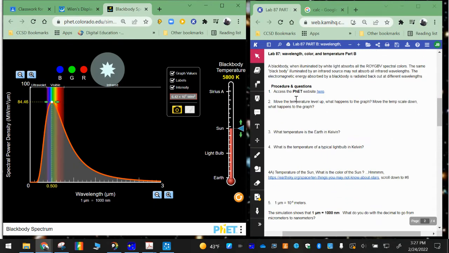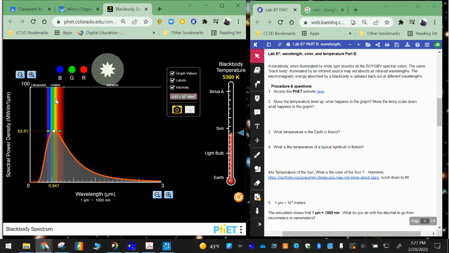We'll come down here and go to question 1, which says access the PhET simulation, which we did right here. It says move the temperature scale up and down. What happens is that as the temperature goes up, the wavelength changes, and the peak goes up and down and moves to the different colors.